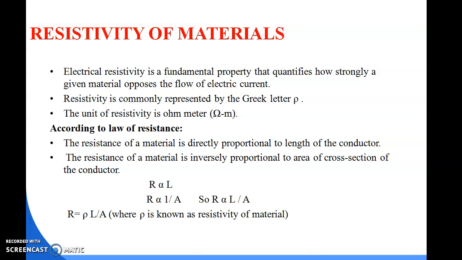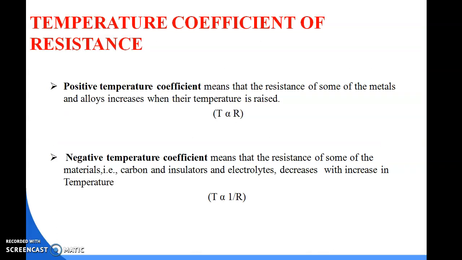According to the law of resistance, R is directly proportional to the length of the conductor, and the resistance of the material is inversely proportional to the area of cross section of the conductor. That means R is directly proportional to L and R is inversely proportional to A, so R is proportional to L by A. So R is equal to rho L by A, where rho is known as the resistivity of the material. Okay guys, clear?